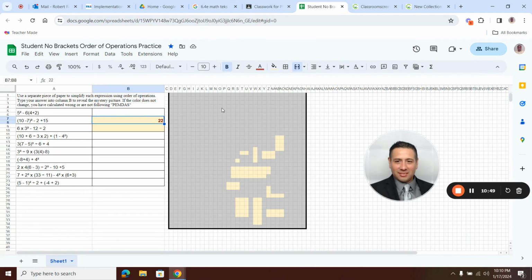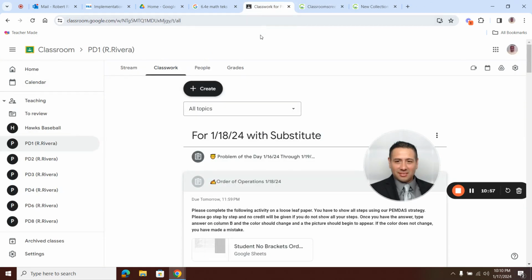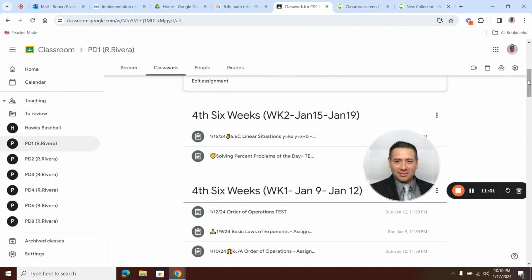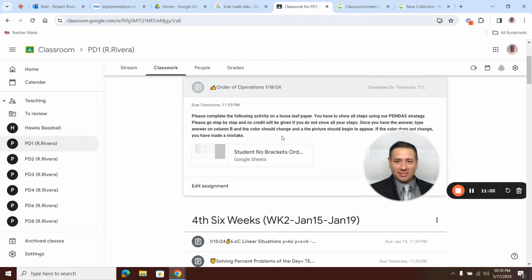Once you're done, don't forget, you're going to close it. It'll say by itself, you're just going to close it. And then don't forget to go to view instructions and then turn it so like that I know you're ready for me to check your Google Sheet.